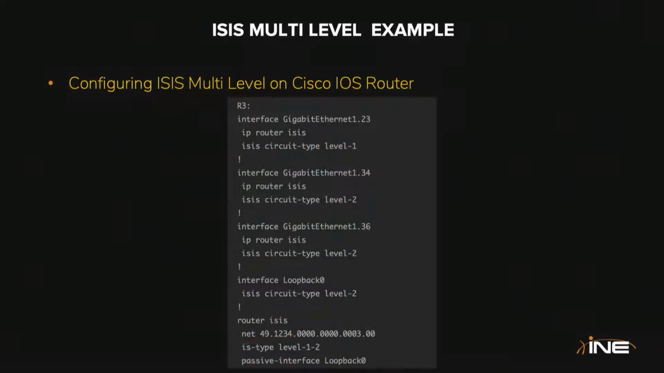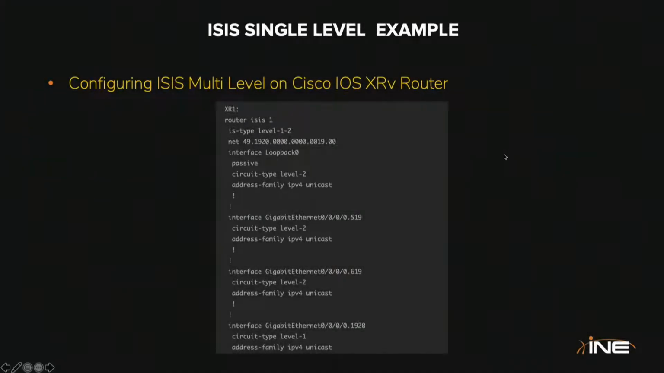Similarly, if I look at an IOS XR, the configuration is pretty much the same, where I go globally under my routing process. I would say level 1, level 2, which is the default. You don't really have to specify that. But under my interface, I would say circuit type level 2 for the segment which connects to the inter-area side, and I would say level 1 for the circuit connecting to the intra-area side.